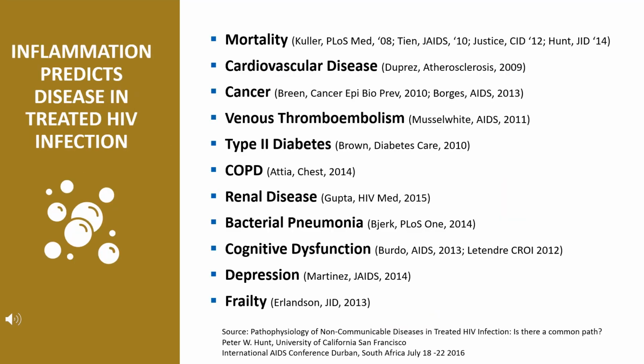Even with effective treatment and viral load suppression, inflammation continues to drive an increased risk of comorbidities as people with HIV live longer. In people living with HIV, inflammation contributes to earlier onset and increased frequency of cardiovascular disease, cancer, venous thromboembolism, type 2 diabetes, chronic obstructive airways disease, renal disease, bacterial pneumonia, cognitive dysfunction, depression, and frailty.